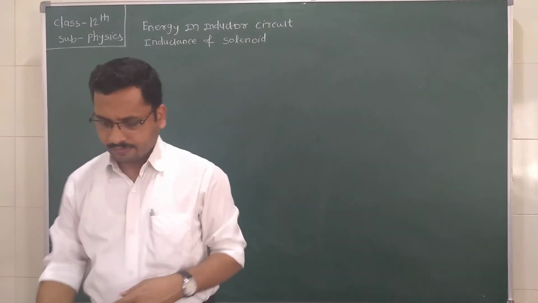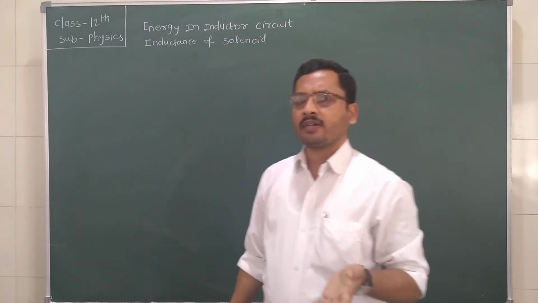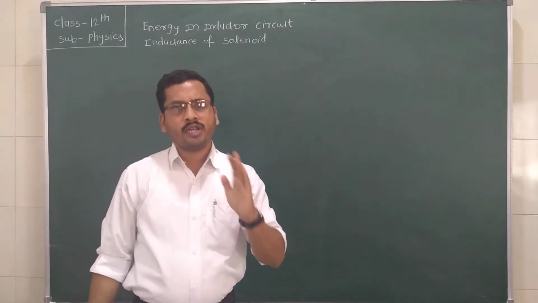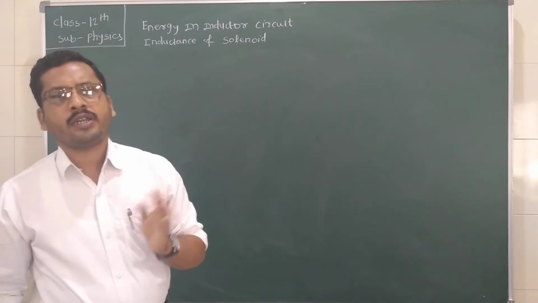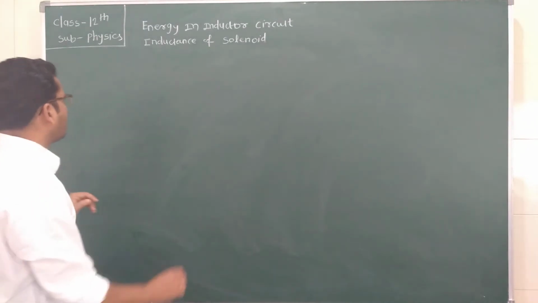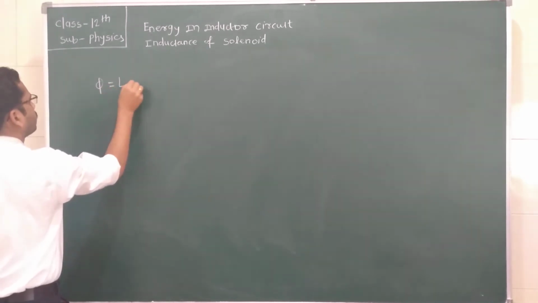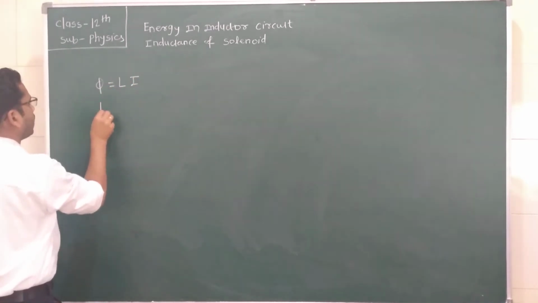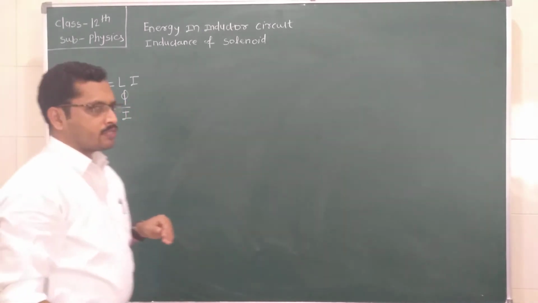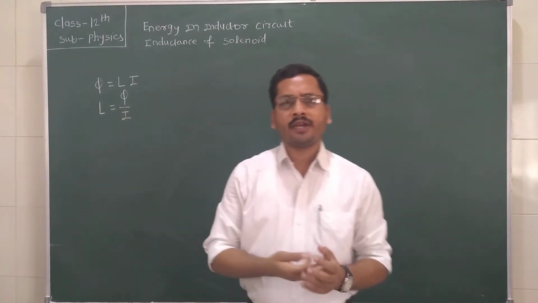In the last lecture, we learned about the concept of self-induction. What is self-induction? Self-induction is the production of induced EMF in the coil due to the change in the current in the same coil. So it is called self-inductance. And in this self-inductance, the magnetic flux phi is equal to L multiplied by I, or we can also write the inductance L is equal to phi divided by I. So this is a simple relation between inductance, magnetic flux and electric current.